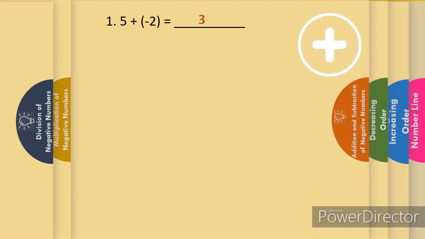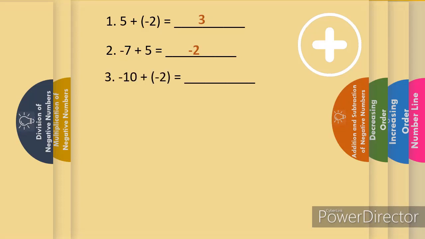It is positive because we're going to follow the sign of the largest number. Since 5 is the largest number and the sign of 5 is positive, therefore the answer is positive 3. Next, number 2. We have negative 7 plus positive 5. They have unlike sign, so we're going to subtract. 7 minus 5 is equal to 2, and it is negative since the largest number is 7 and the sign of 7 is negative. Therefore, the answer is negative 2.